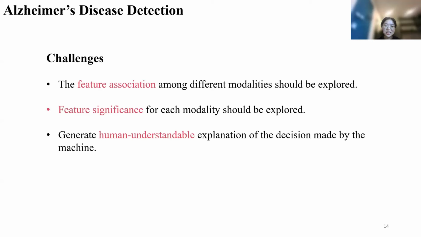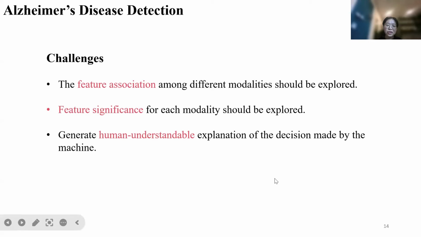But we still have some challenges. Here I give 3 different challenges we have. The first one is that the feature association among different modalities should be explored because we use 3 modalities of data. We want to know the feature relationship between, for example, the imaging and genetic data, and the imaging and tabular data. The second challenge is that the feature significance for each modality should be explored. For example, in medical imaging, we want to know which region the machine pays more attention to when it makes such a decision, or which SNP the machine pays attention to. So we need to further explore that.